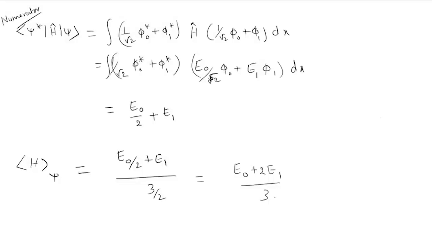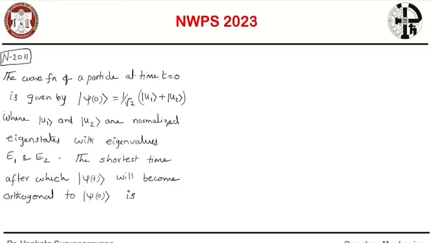Okay, let's look at the second one. Next problem. So here there is a similar problem. The wave function of a particle at time t equal to 0 is given by this. Again, the wave function is given at time t equal to 0, which is a linear combination of two normalized eigenstates of energy. U1 has eigenvalue E1, U2 has eigenvalue E2. Now, this is a state at t equal to 0. This state evolves.